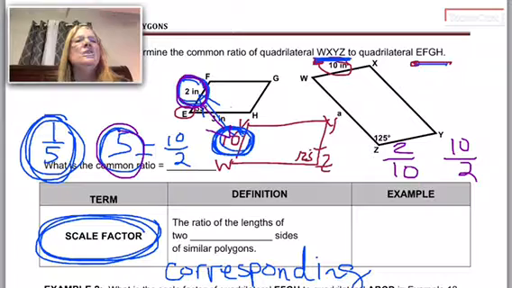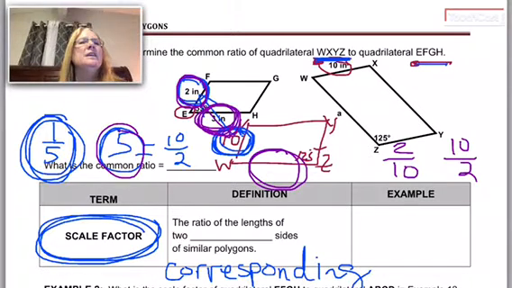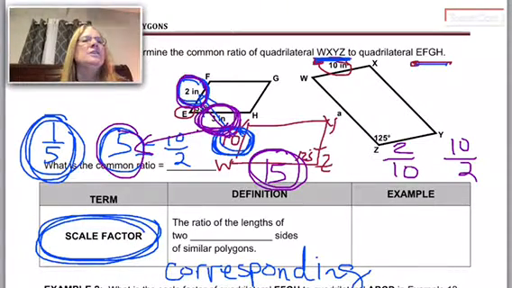So let's look at the other measurement that we're given here. We're given a 3 here. And if we're looking for what is this measurement here, which is a side that corresponds, well, I'm going from a smaller one to a bigger one, so I'm going to multiply by 5, and it's going to be 15. If I wanted to go in the opposite direction, 15 times 1 over 5 is 3. Let's look at some more examples.